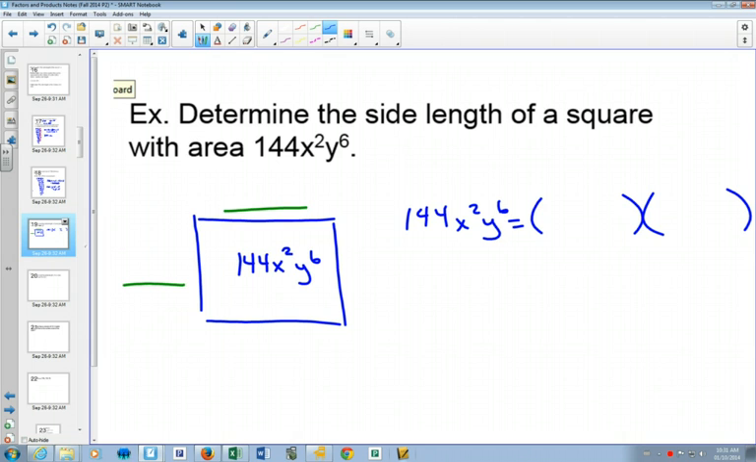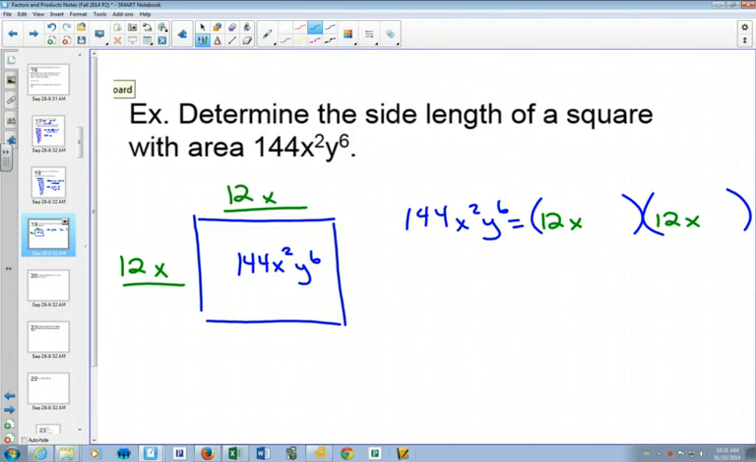If you just had 144, what would the side lengths be? 12 and 12. So we know that there's going to have to be a 12 here and a 12 here. Now what times what is x squared? X. So we know there has to be an x and an x, an x, and an x.